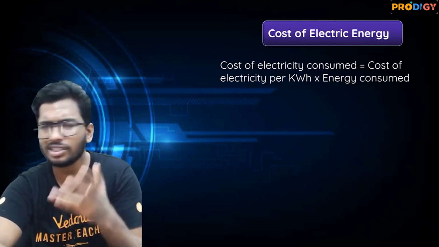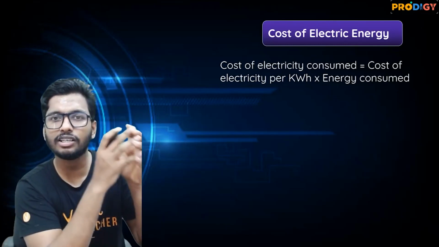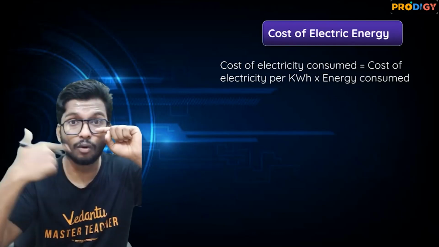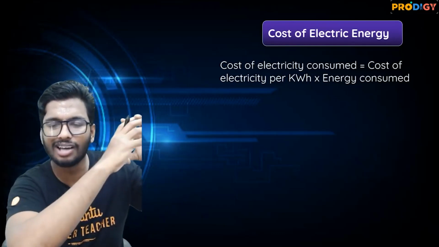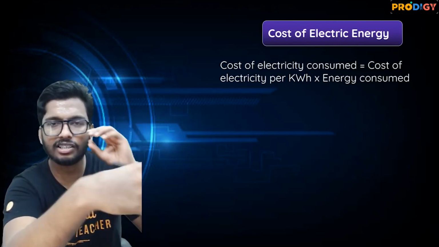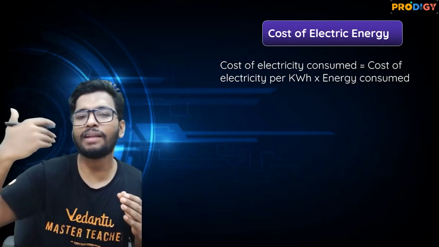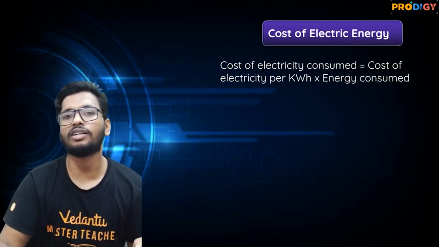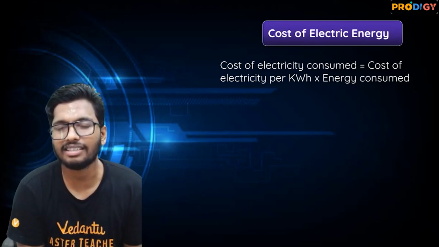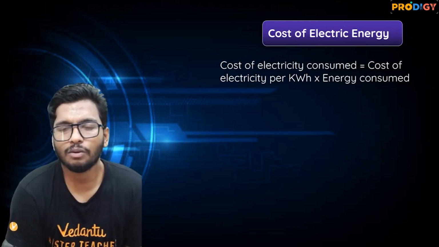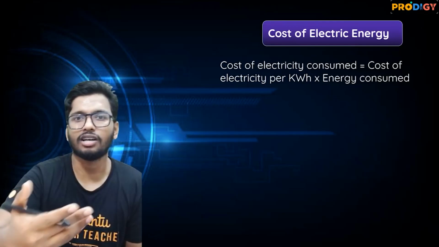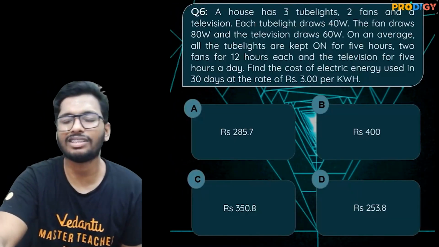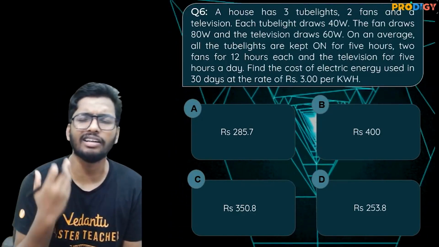So how do you calculate the cost? Quite simple. Whatever energy consumption you get, convert that to kilowatt hour. Whatever is the total energy consumed in kilowatt hour, multiply that with the cost of electricity per kilowatt hour, and you will be able to find out the charge you're getting charged per month for energy consumption. We'll understand it in a very detailed manner with a very simple question.